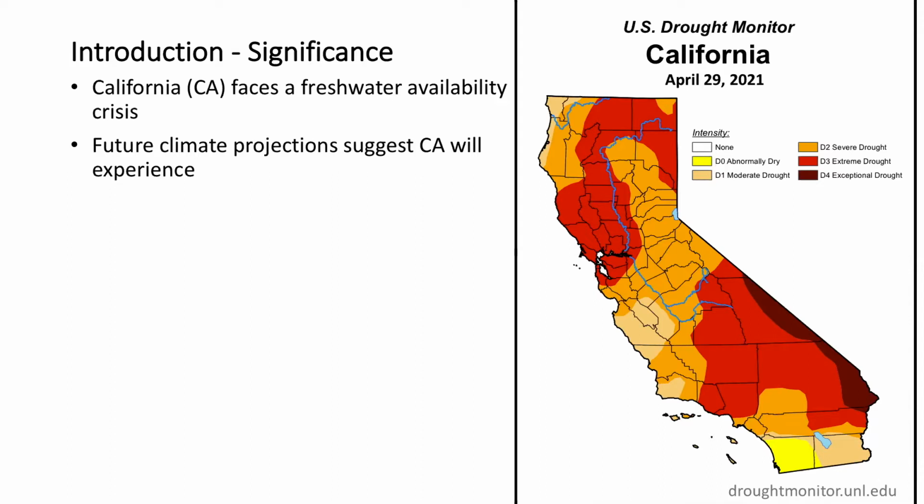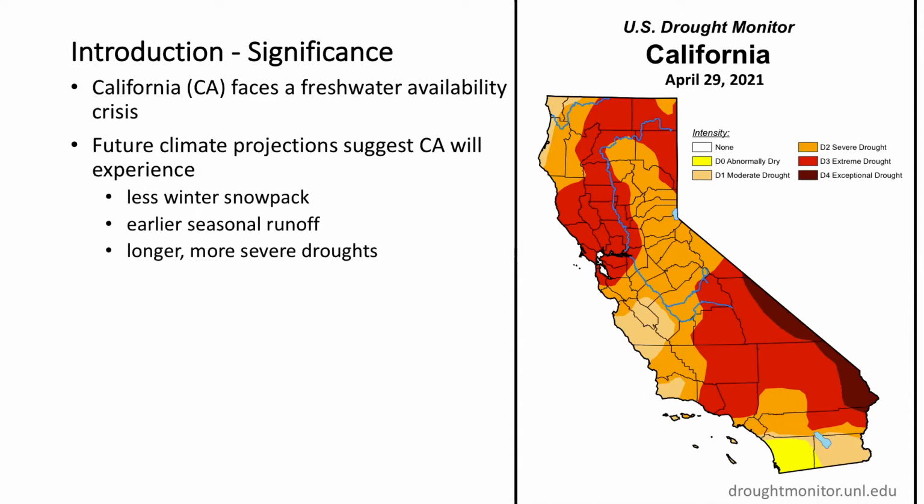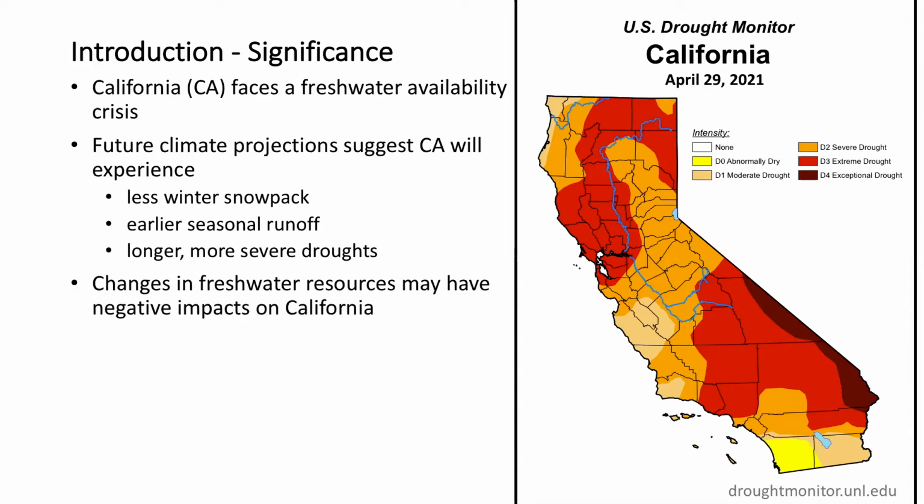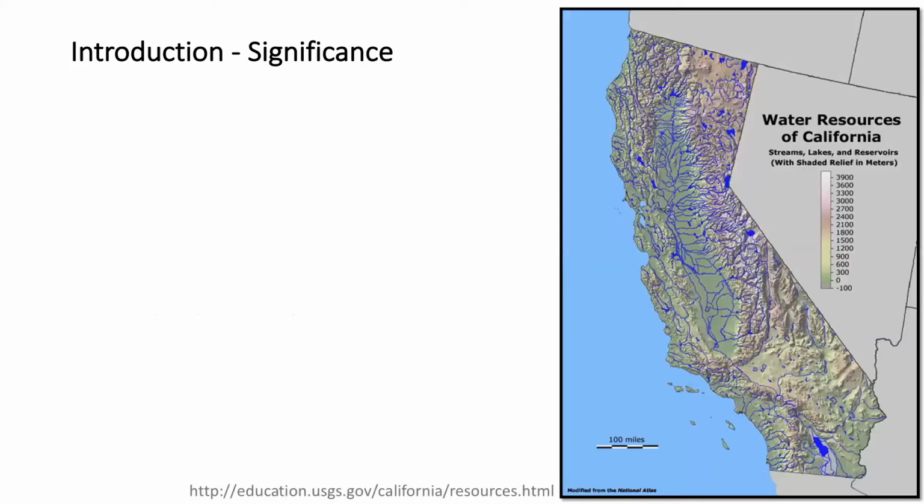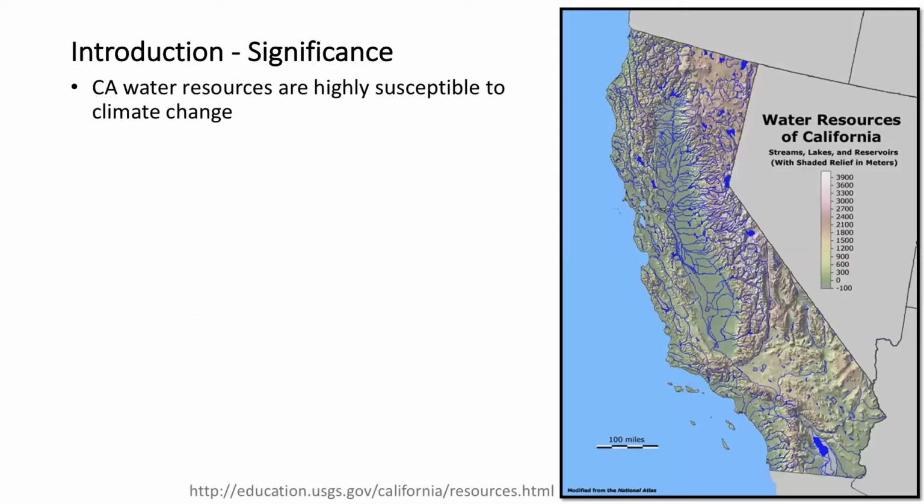Moreover, future climate projections suggest that California will experience less winter snowpack, earlier seasonal runoff, and longer, more severe droughts. Changes in freshwater resources may have detrimental impacts on society, economics, and the environment. Additionally, California water resources are highly susceptible to climate change.